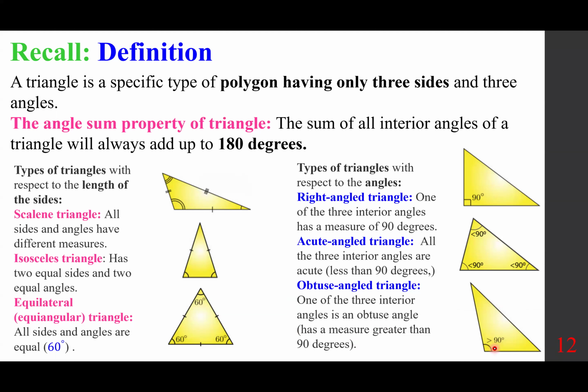By the way, of course, we can't have more than one to be 90 or larger than 90 degrees because the sum must be 180 degrees. So it's pretty straightforward.